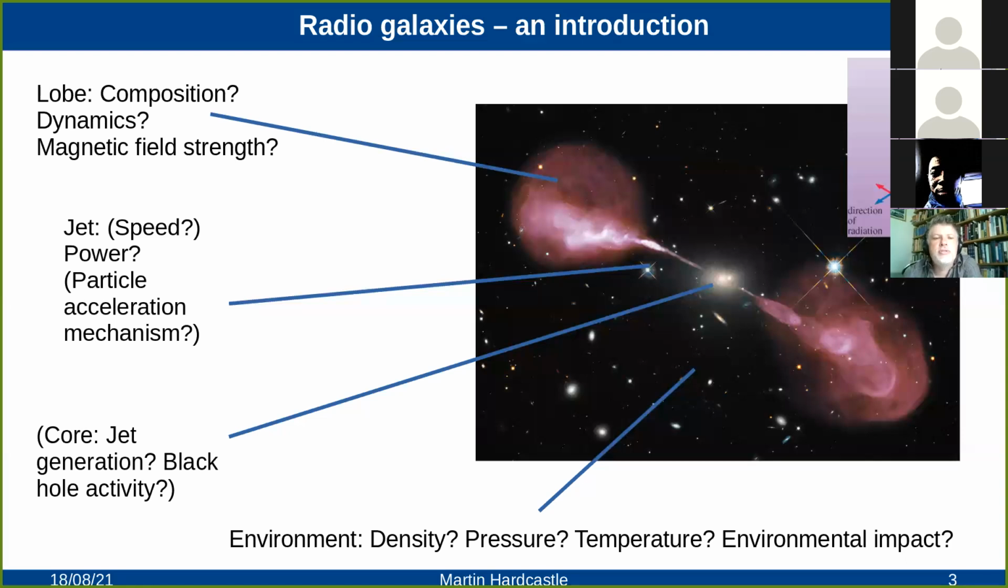If we look at the jets, we can ask questions about the jet power. And if we look outside the lobes, we can ask questions about what environment the lobes are propagating into, what is the density, pressure, and temperature, and therefore what's the environmental impact of those radio galaxies. There are a number of other questions we can ask as well. I put some others in brackets. I'm not going to talk about the ones in brackets here, but I'm happy to talk about them in the questions, such as how do these jets fundamentally get generated by the supermassive black hole.